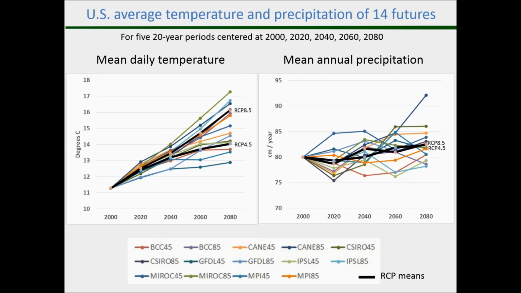On the right, you see precipitation, and this is a different picture. The RCP averages are practically on top of each other, but there's a great variation among the different futures. With precipitation actually decreasing a little bit in the near future, and then largely increasing on average, although decreasing with some futures and increasing quite a bit with others. So there's a lot of variation in the precipitation projections, and therefore a lot of uncertainty about what's going to happen.